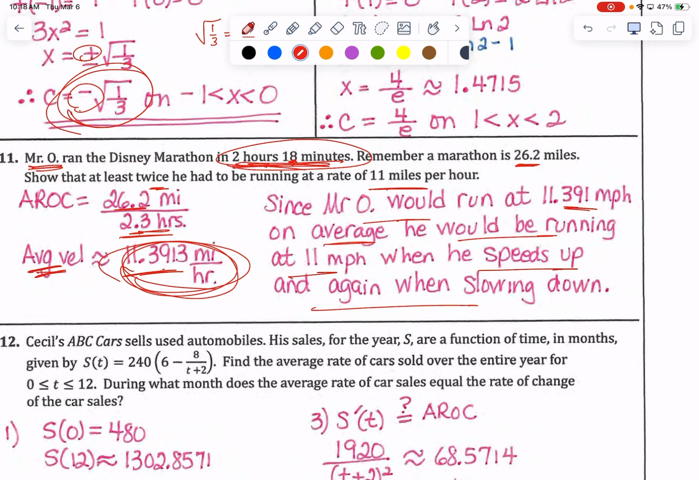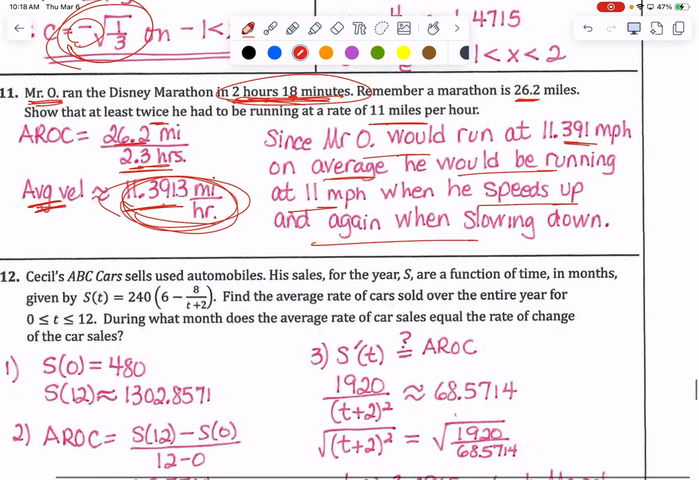Now, we actually can't do this, but they just wanted you to explain that it has to happen. Can you also say that by IVT? You could say it by IVT.